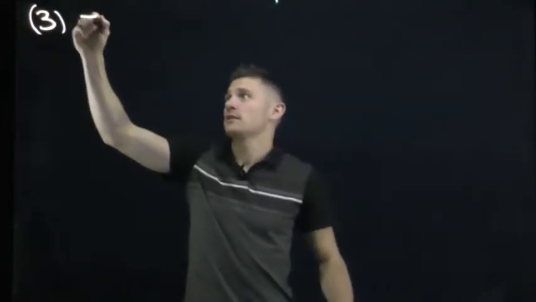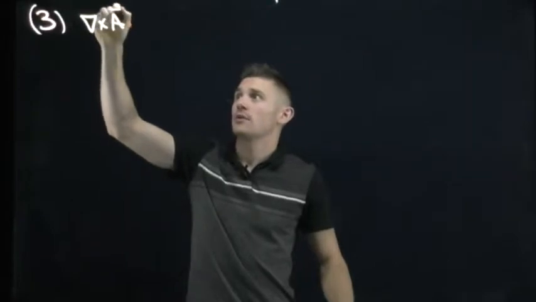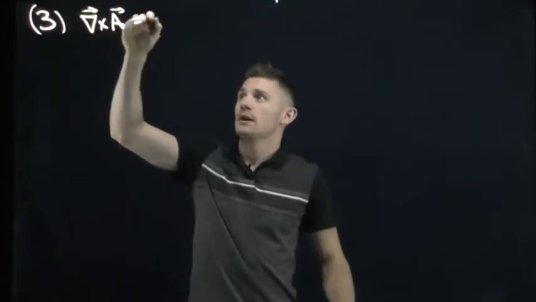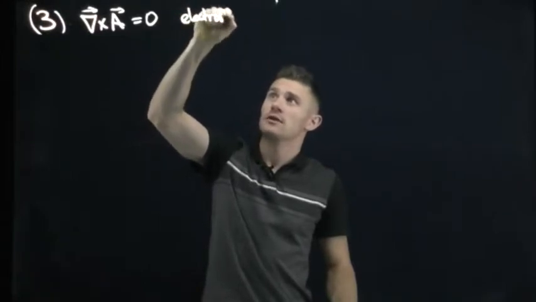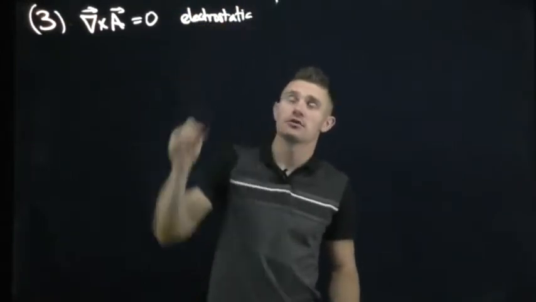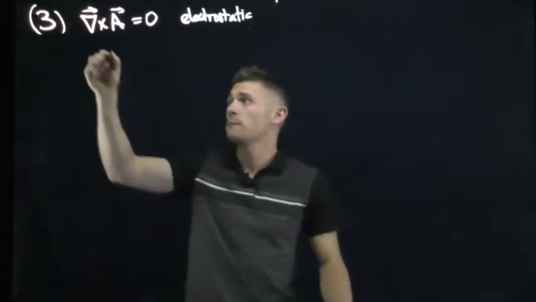So what we need to recall is that if we take the curl of some general vector field A, and this is equal to 0, this will give us an electrostatic field, because the curl of an electrostatic field is equal to 0.